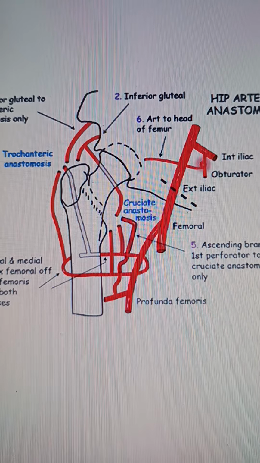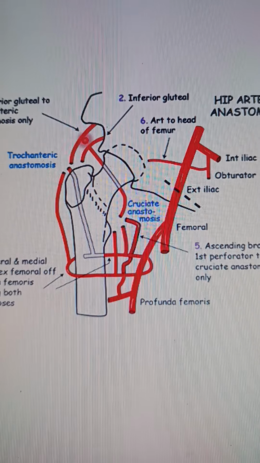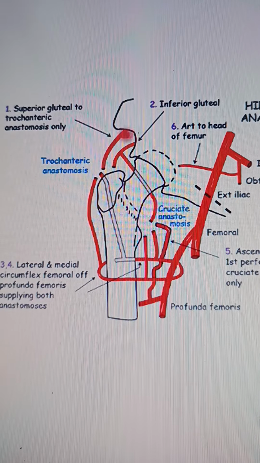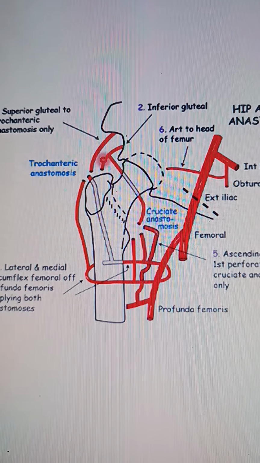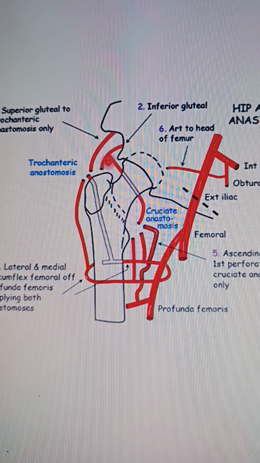First is obturator branch. Here there's obturator branch, and two more branches I would like to mention. That's a superior gluteal artery and inferior gluteal artery. Both go backwards, to the back of the hip joint.